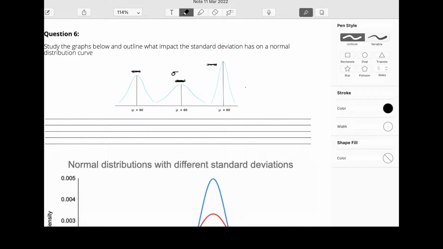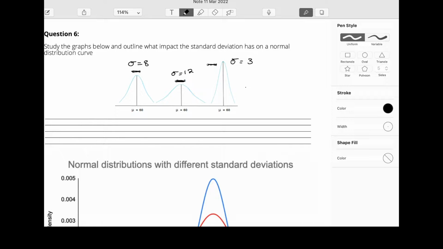This one would have a standard deviation of 12. This one would have a standard deviation of 8, and this one would have a standard deviation of 3. So maybe just pause the video now and see, can you pull out or discern the pattern?